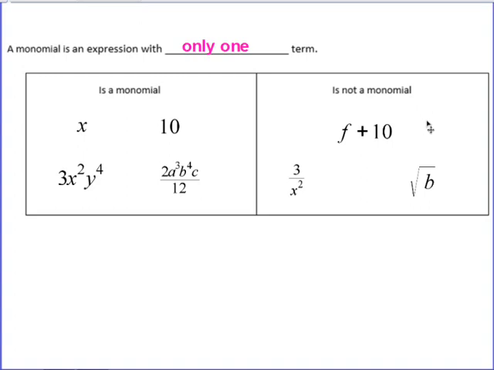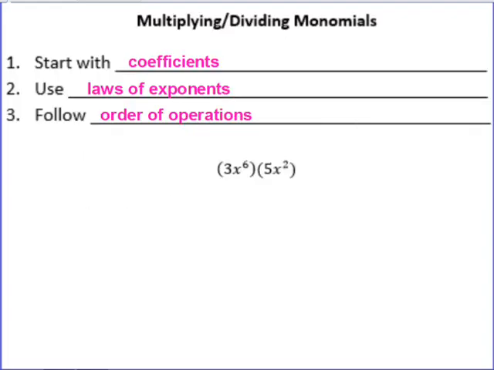Over here, these things are not monomial. So f plus 10, this is two terms. Here's a term, there's a term. You also cannot have variables on the bottom or the denominator of a fraction, so we can't divide by variables, and we can't have variables under a radical, so under a square root, cubed root, anything like that. Alright, so these things are not monomials, these are.